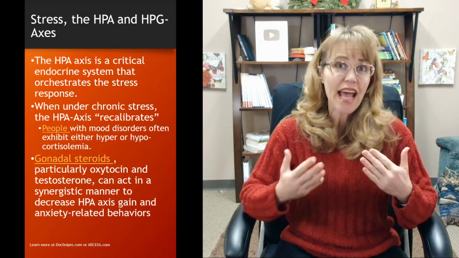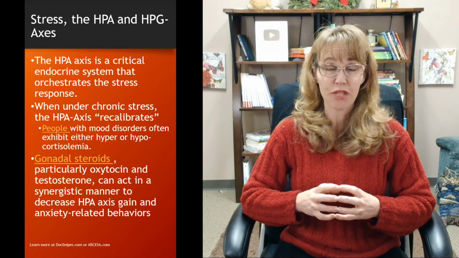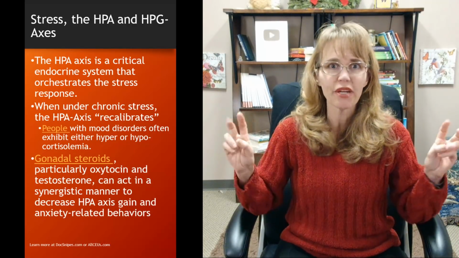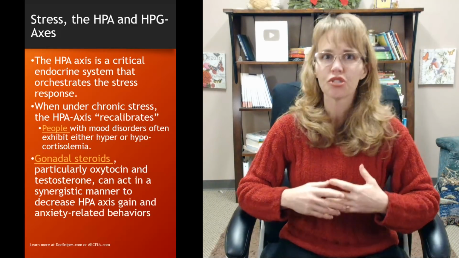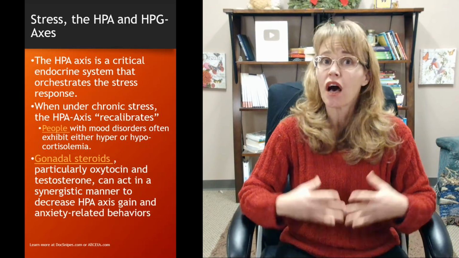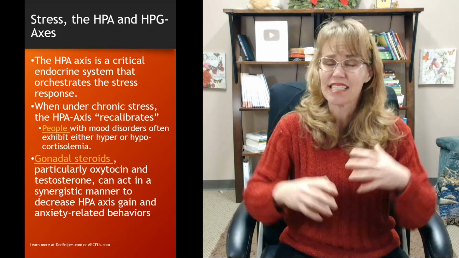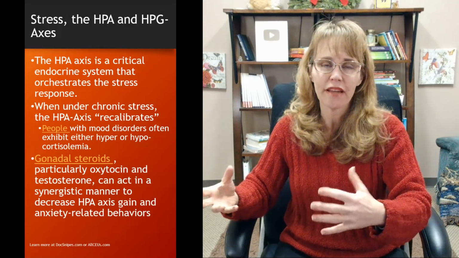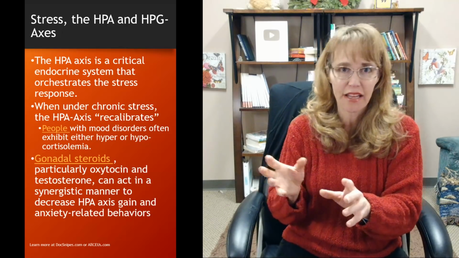The HPA axis, your stress response system, is a critical endocrine system that orchestrates the stress response. It's the CEO. When under chronic stress, the HPA axis recalibrates. And we've talked about this in multiple other videos, how during chronic stress, or in people who have complex PTSD, a lot of times we see the HPA axis turn down its sensitivity. It says, I can't run this hot this long. I can't keep going at this rate. So I need to not pay attention to as much stuff. I need to be less sensitive.